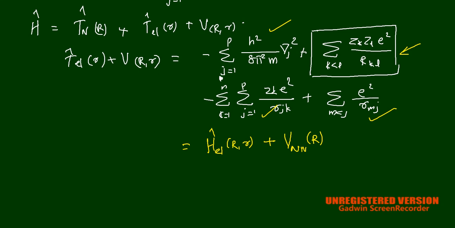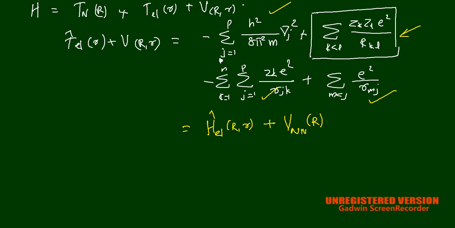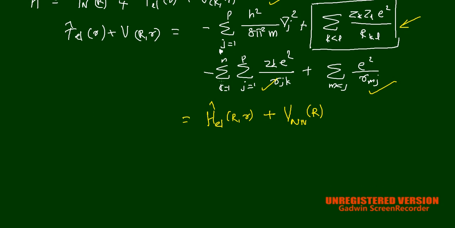So you understand what is H cap electronic and V_NN(R), right? H cap electronic is this one plus this one plus this one, and V_NN is this one. Let me write at least V_NN here. V_NN(R) is equal to sigma k less than l, Z_k Z_l e square divided by R_kl. Okay, so we have analyzed the Hamiltonian for the system.